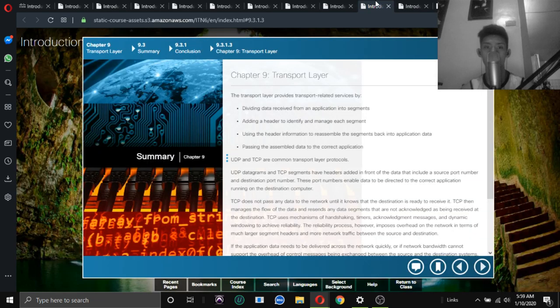Next one is the transport layer. The transport layer provides transport related services by dividing data received from an application into segments, adding a header to identify and manage each segment, using header information to reassemble the segments back into application data, and passing the assembled data to the correct application. UDP and TCP are common transport layer protocols.